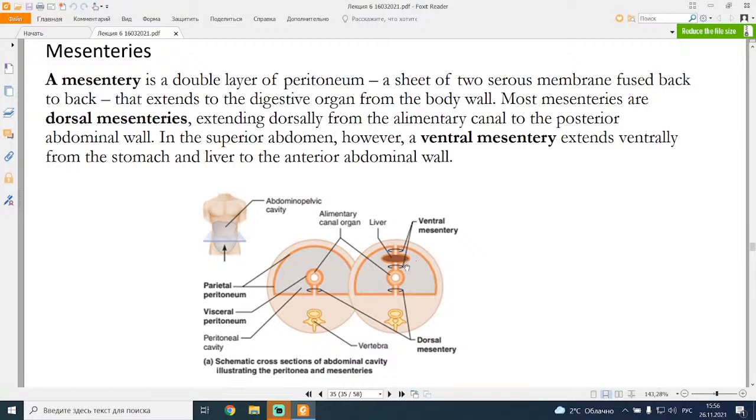However, a ventral mesentery extends ventrally from the stomach and liver to the anterior abdominal wall. What you see, ventral mesentery. This is the dorsal mesentery. Ventral mesentery, dorsal mesentery. Parietal peritoneum, visceral peritoneum. This is between, the peritoneal cavity.